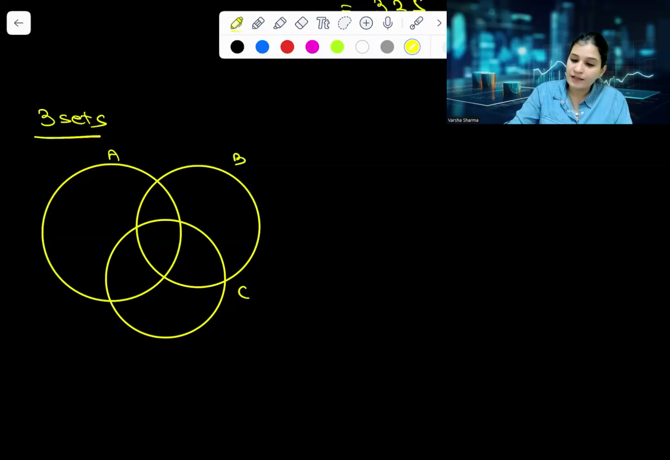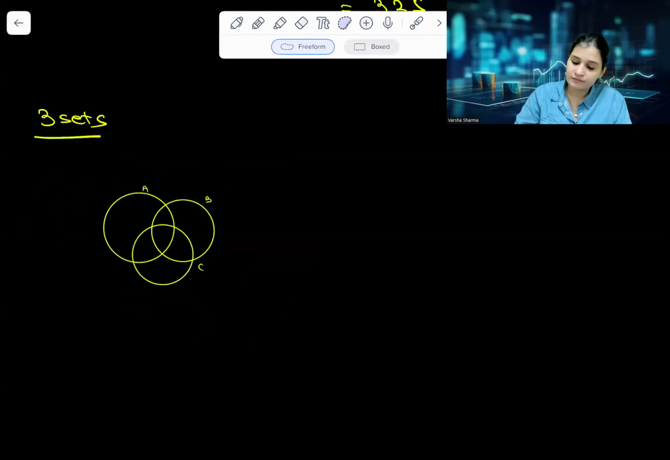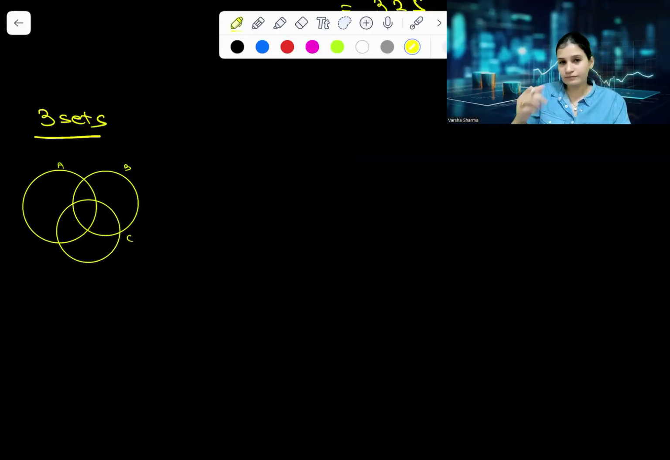A, B, and C. Let's identify first. If I want A, I'll say A. If I don't want B, I say not B. Not B is B complement. I want A but not B, so A and not B. Not B is B complement, so A intersection B complement. Agree? Whenever I say and, I say intersection.